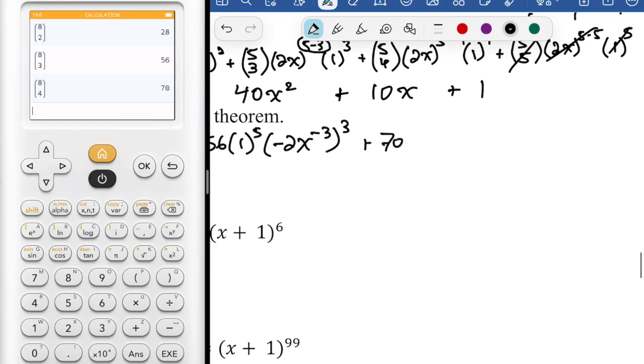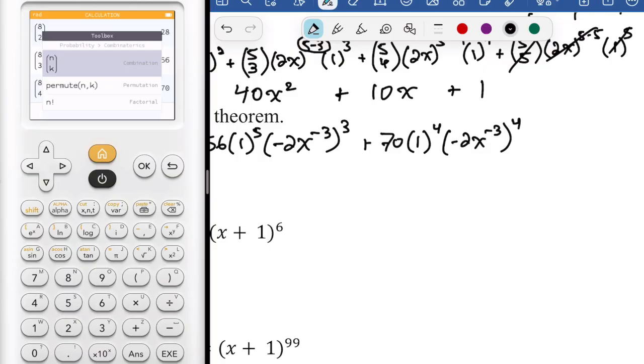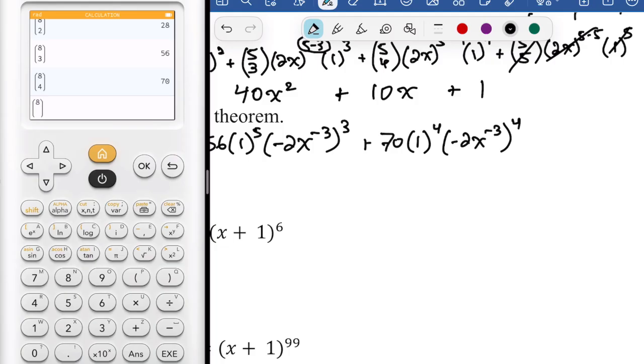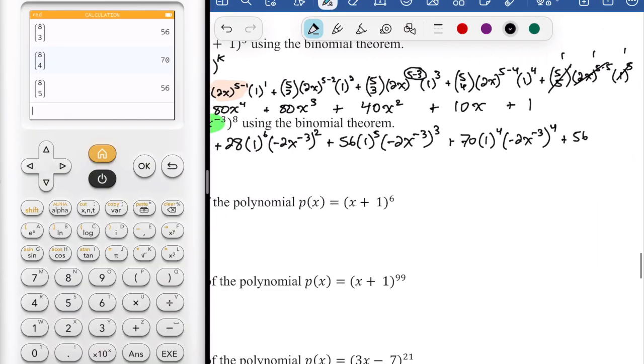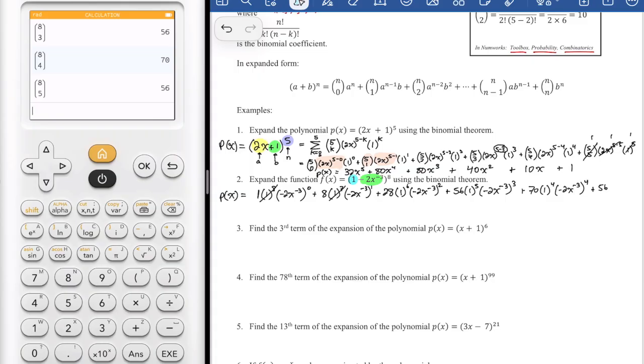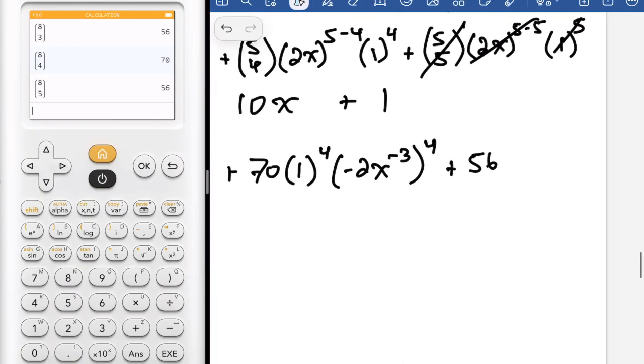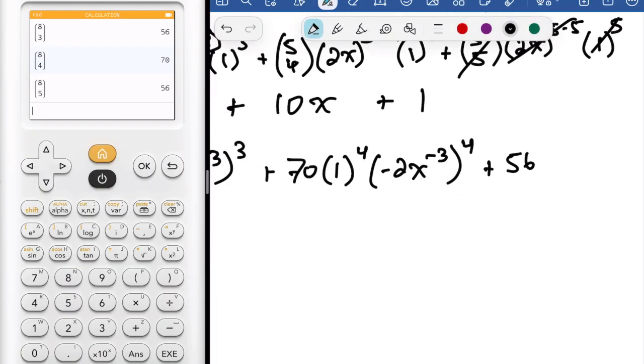70, 1 to the 4th, negative 2x to the negative 3rd is going to go up to the 4th. There is symmetry in Pascal's triangle's coefficients. So once you hit the maximum, you turn around and the coefficients the rest of the way are going to be the same, but in reverse. Right? So 56, 1 to the 3rd, negative 2x to the negative 3rd raised to the 5th.